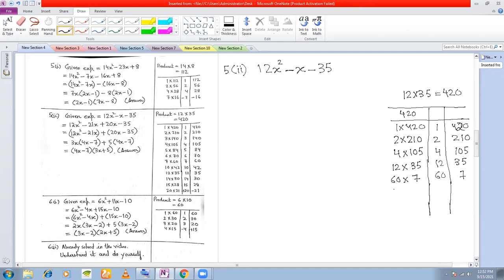The next factor can be 3 into 140. So 3 and 140. They will not give you minus 1, right? Again, 140 can be divided by 2. So when you multiply 3 by 2 you get 6 into 70. So 6 and 70, will they give you minus 1? No, they will not, right? Again, 70 can be divided by 2. So you multiply 6 by 2 to get 12 into 35. Again, you are getting 12 and 35.